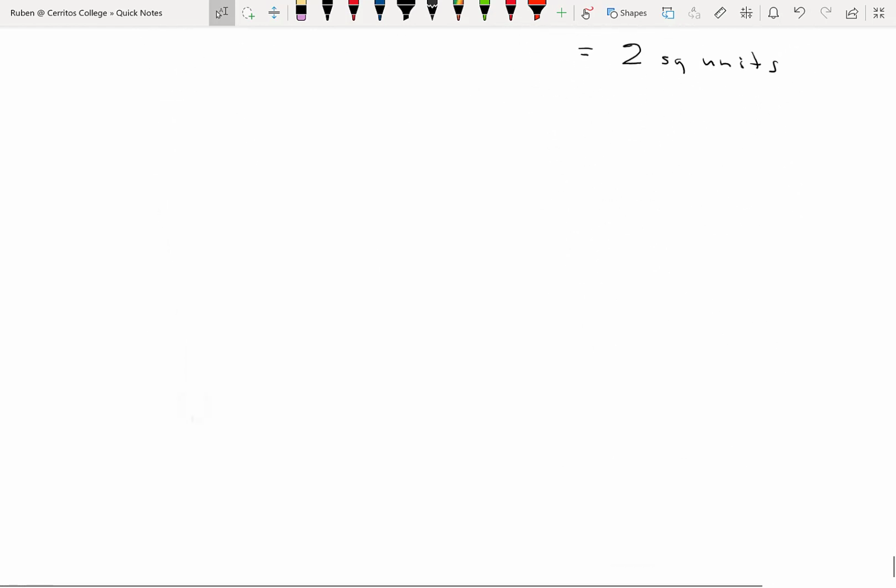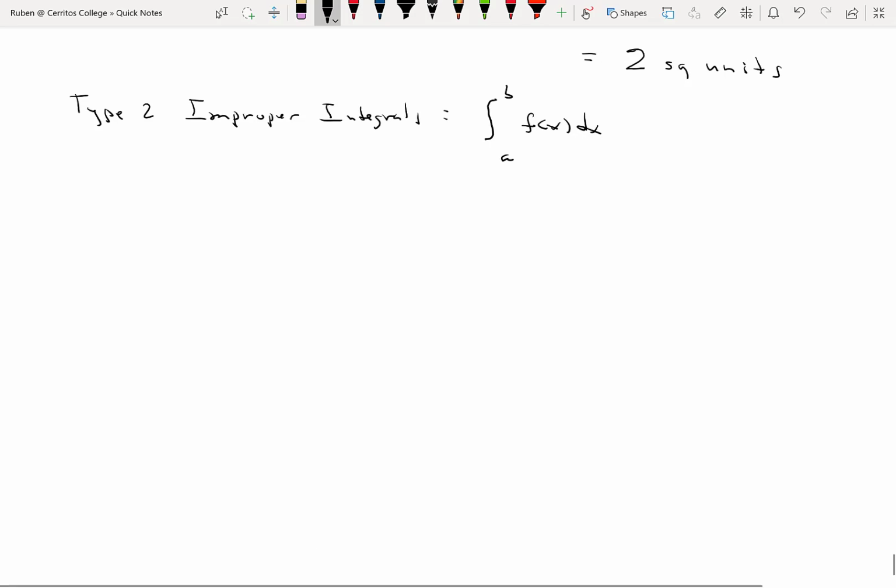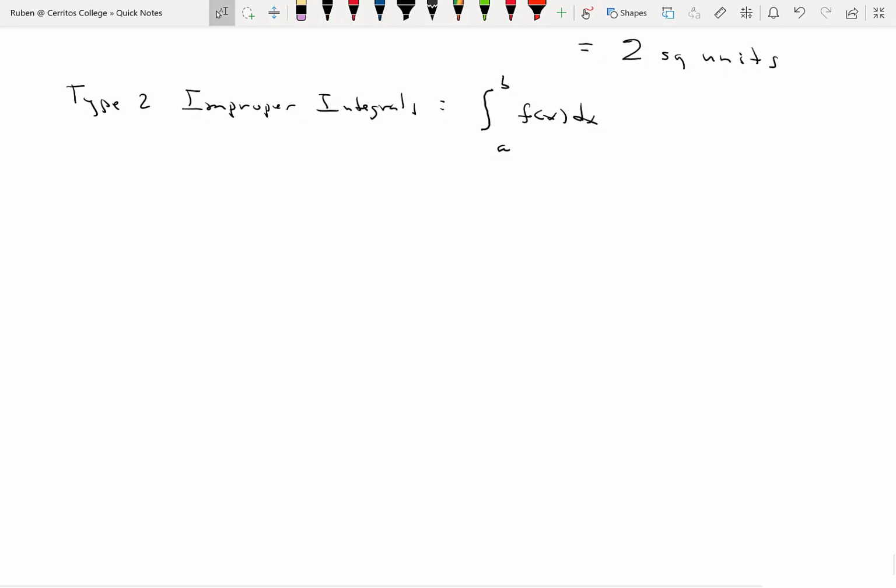Let's generalize this. Let's look at the most general type 2 improper integral and the different kinds of cases that might arise. So, type 2 improper integrals. Proper integrals. Let's say we're integrating between a and b of f of x dx. And a type 2 improper integral is where the function is discontinuous within the interval from a to b.